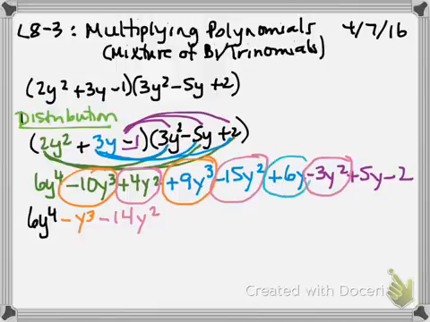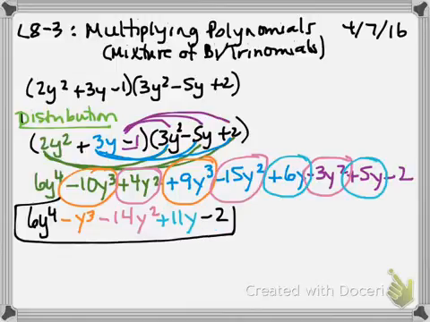Then we've got a positive 6y and a positive 5y for a total of a positive 11y. And then we have the lonely constant minus 2 at the end. So there's your answer, very colorful: 6y to the fourth minus y cubed minus 14y squared plus 11y minus 2. Okay? So, a little longer, things spread out a little bit more trying to find the like terms.